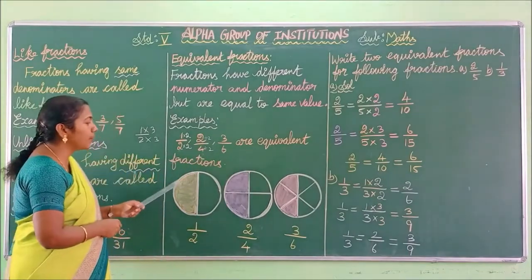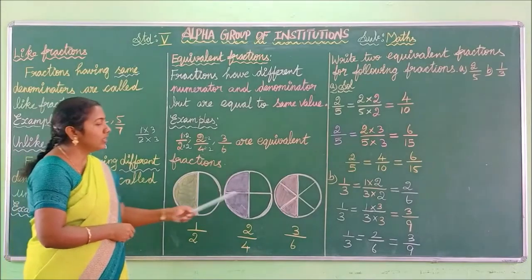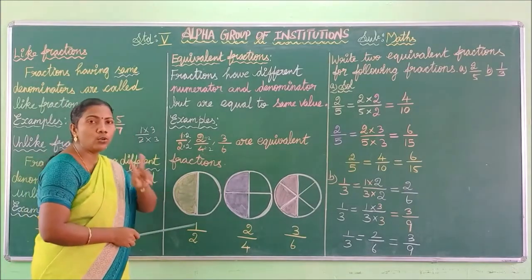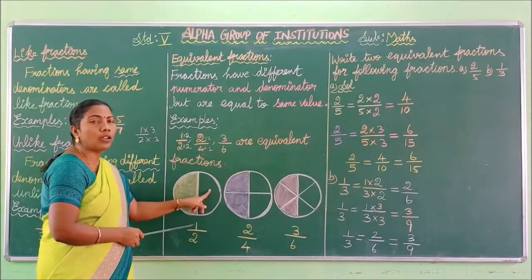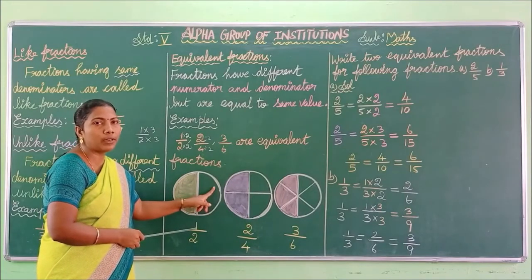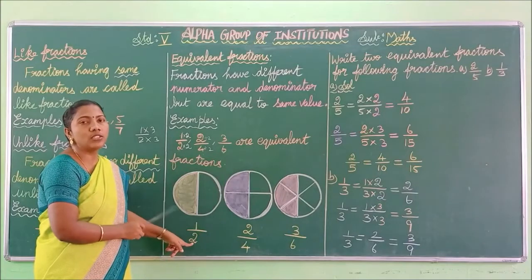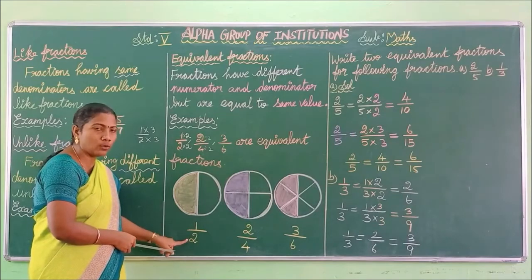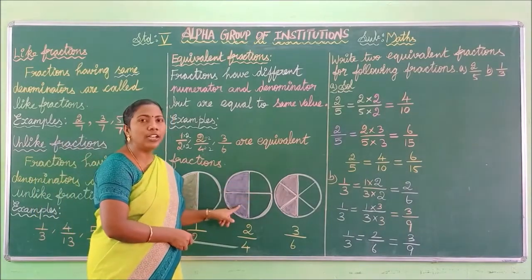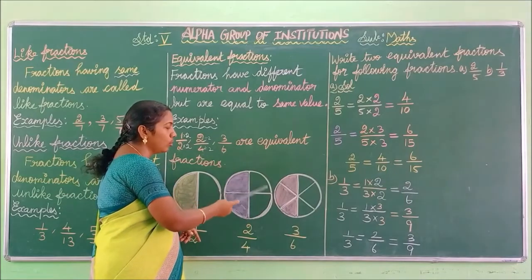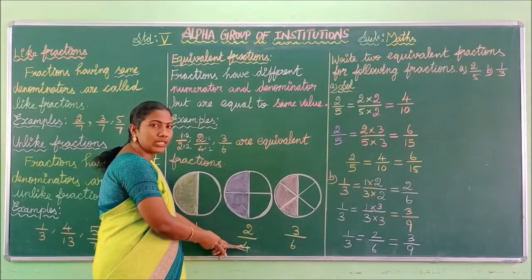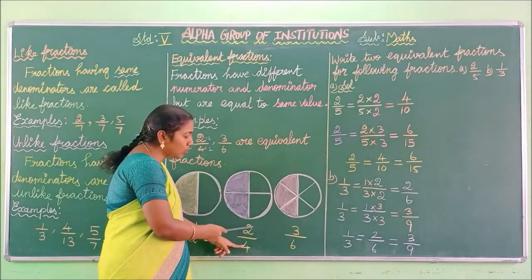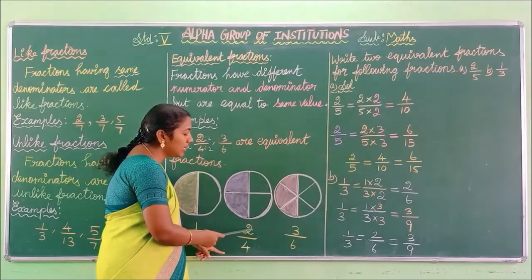See this diagram. This is the shape of a circle. This is also a circle. This is also a circle. See here, this circle is divided into 2 parts. How many parts in total? 2 parts, so you write the total parts as the denominator. And how many parts are shaded? Only 1 part, so you write 1 as the numerator. So 1 by 2. See here, the circle is divided into how many parts? 1, 2, 3, 4. So you write 4 as the denominator. How many parts are shaded? 1, 2. So you write 2 as the numerator. Thus your answer is 2 by 4.